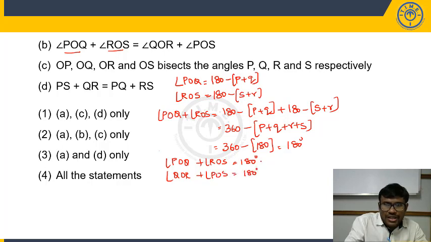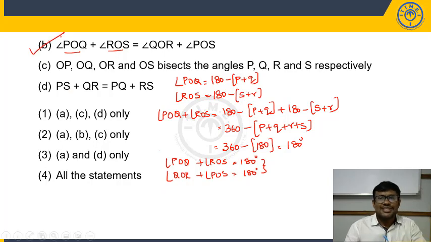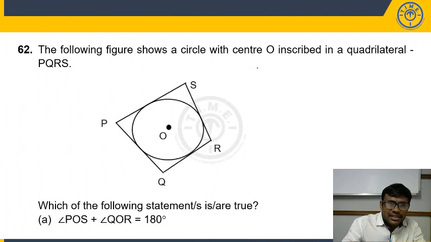So clearly these two are equal. So even the second condition is also satisfied. Okay. Now, what is the third condition? OP, OQ, OR and OS bisect the angles of PQRS. Yes, that is true. Why?